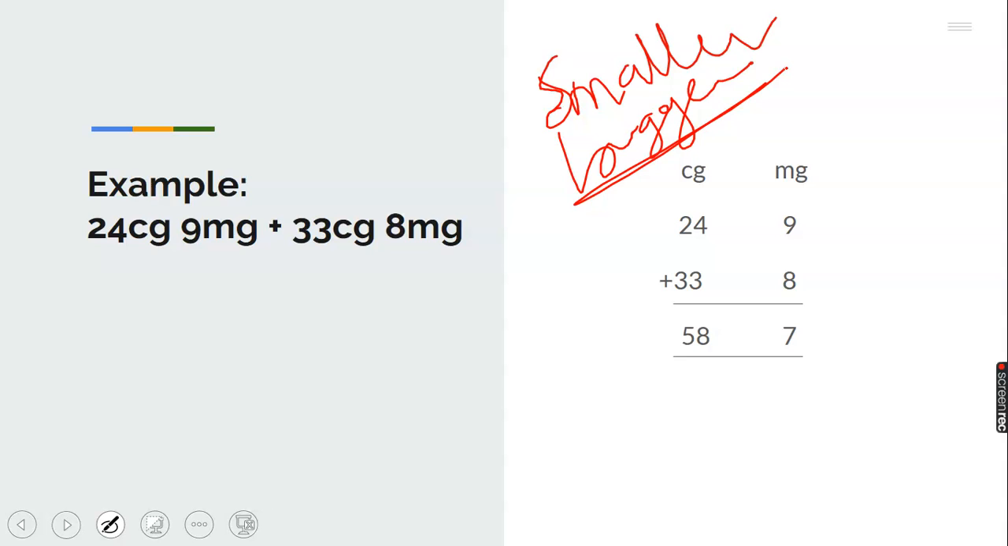Centigram and milligram. Now, you know, addition, you start from this side and we move down to the side. All right, now 9 plus 8, that will give me what, boys? 17. Is that not so? We'll put down 7 and we'll carry our 1. So 1 is here.